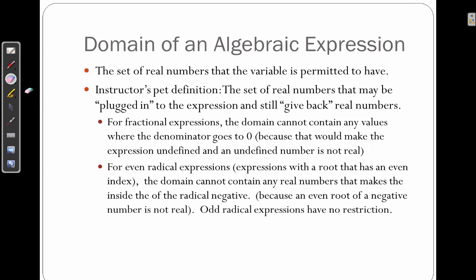If you have a fractional expression, you've got to worry about where the denominator is 0. And if you have a radical expression, you've got to worry about for what values of x the inside of the radical would be negative. And it only really matters for even roots. Odd roots have no such restriction because you can take odd roots of any real number and get a real number back.